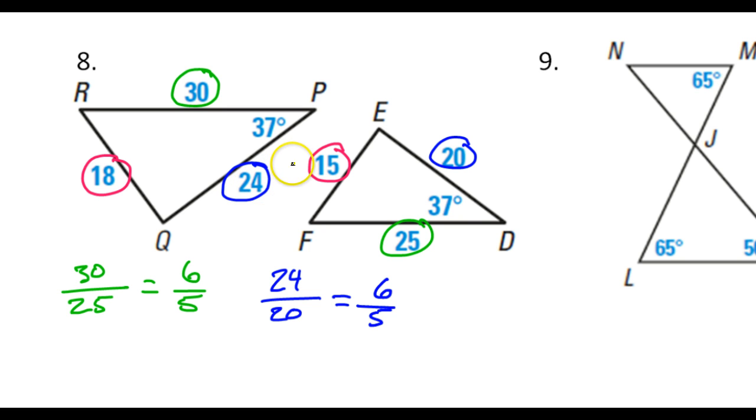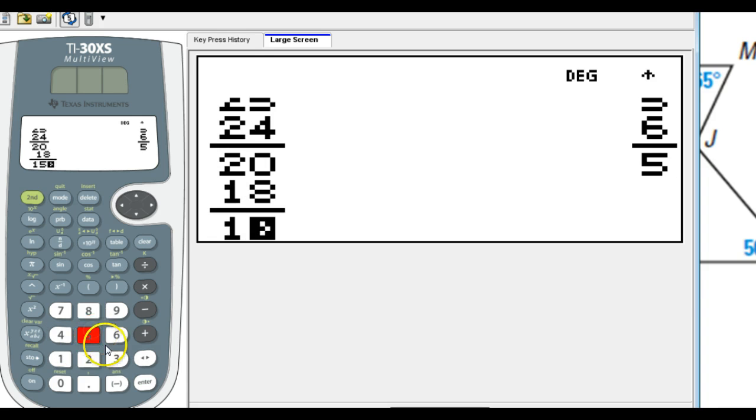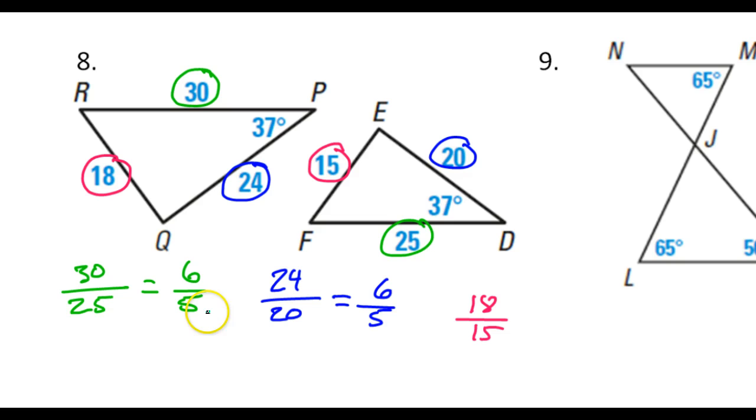I'm sure that we could have done the pinks and done side-side-side similarity as well. Maybe we'll just follow through and check that. So if we did the pinks, that would have been 18 over 15, right? So 18 over 15. And 6/5 once again. But we didn't need it. But so you had your choice of methods this time.